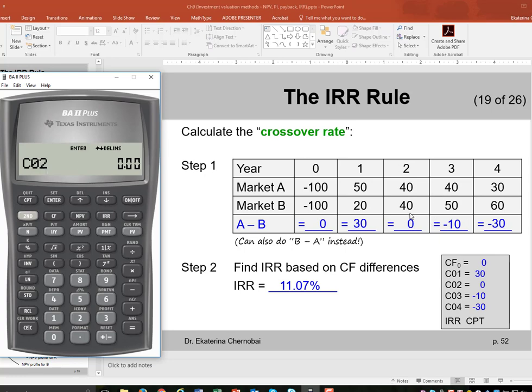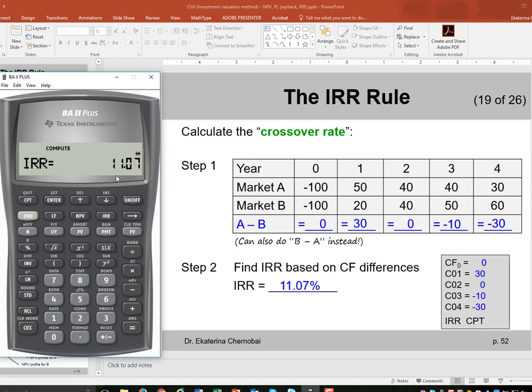Cash flow 02. That's again 0. I press enter, down, and down. Cash flow 03, we have negative 10. I press 10, plus minus, enter, down arrow, and down arrow key again. And the last cash flow number 4 in the future, is negative $30. So I press 30, plus minus, enter, down arrow, and down arrow again.